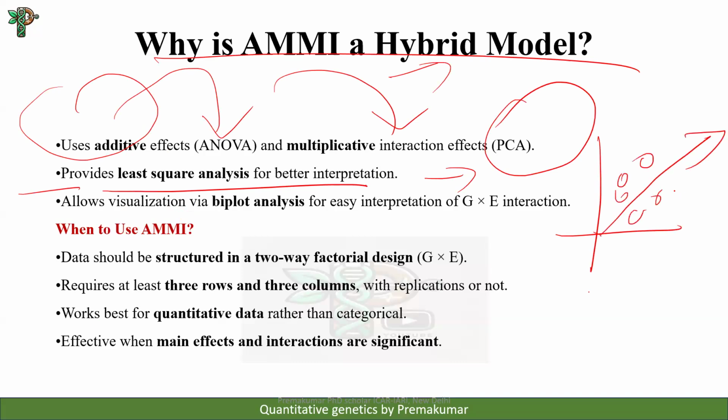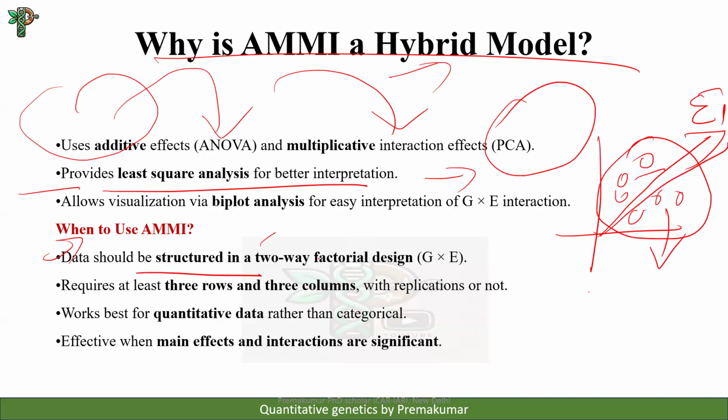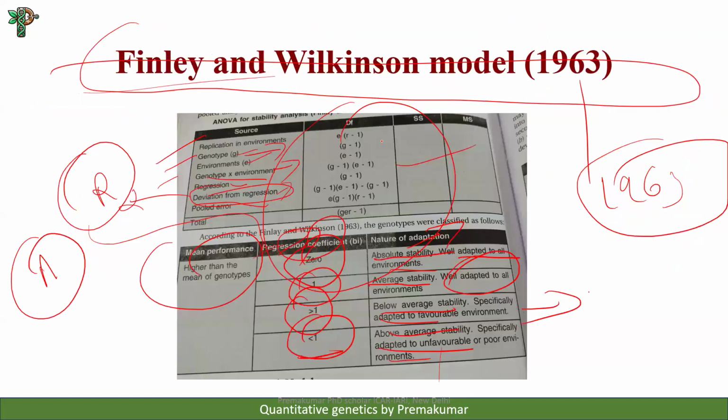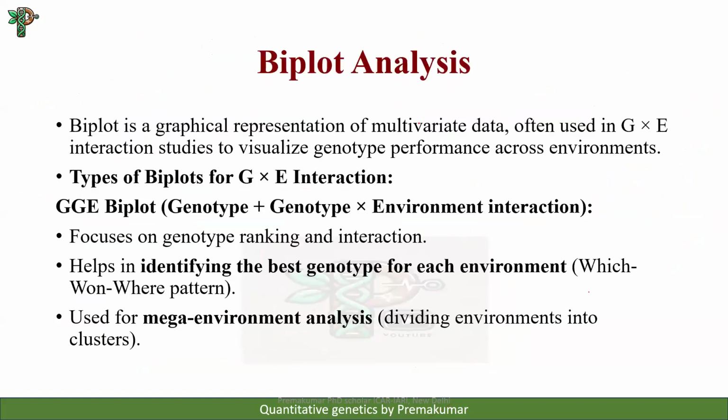Here some genotypes are there. This is one vector, this is environment one. How many genotypes are performing better in environment one, we can estimate from the AMMI model. When to use AMMI: when the data is structured in two-way factorial designs with replications, and when the main effects and interactions are significant. First you do ANOVA, and if we get significant effects, then only can we use the AMMI model.